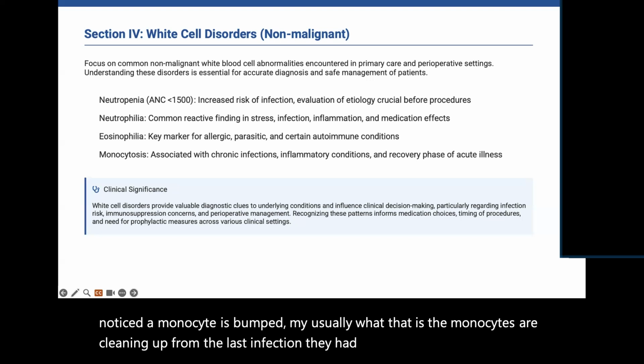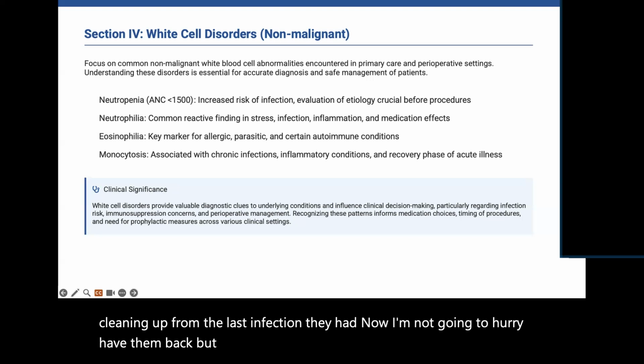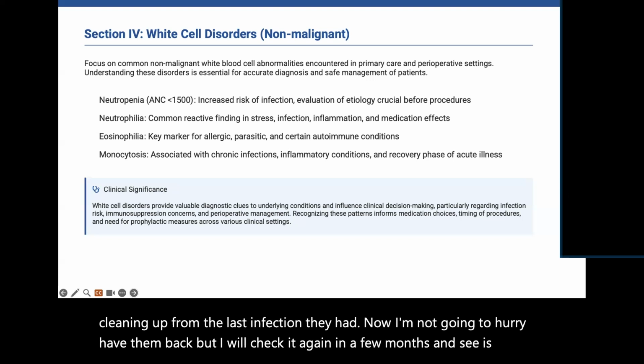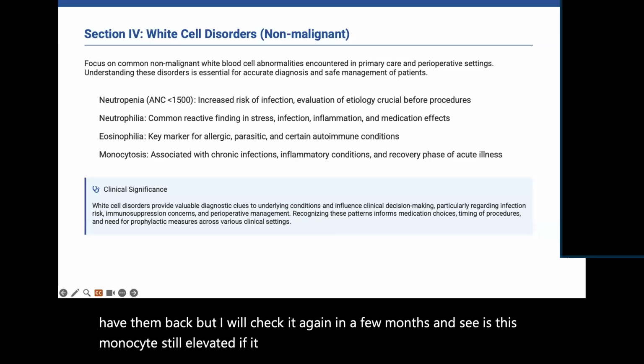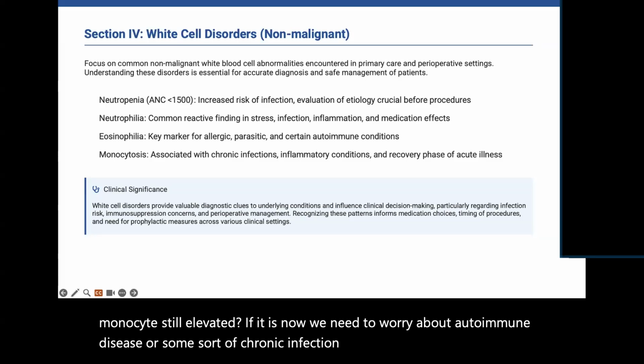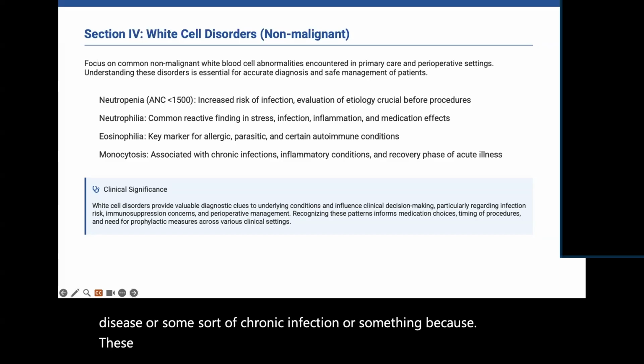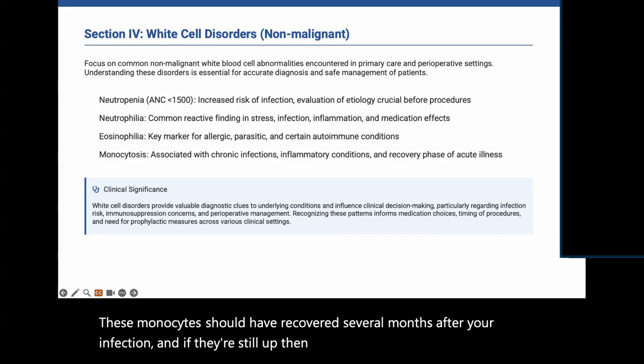Now, I'm not going to hurry and have them back, but I will check it again in a few months and see, is this monocyte still elevated? If it is, now we need to worry about autoimmune disease or some sort of chronic infection or something, because these monocytes should have recovered several months after your infection. And if they're still up, then we've got to worry about it.